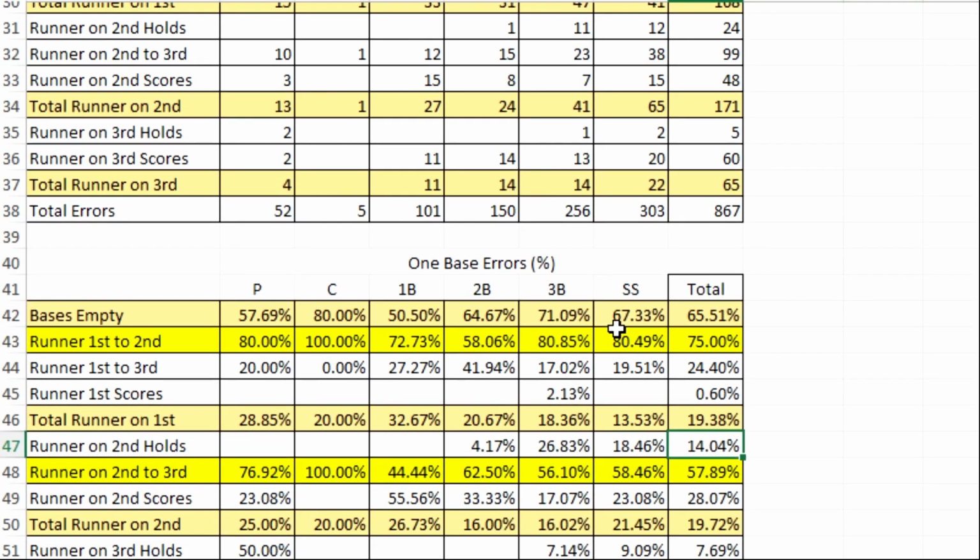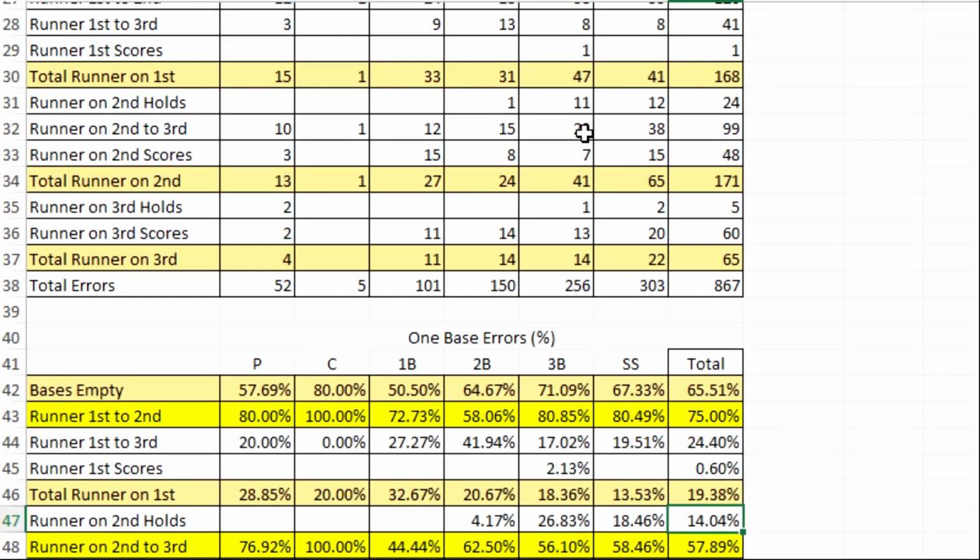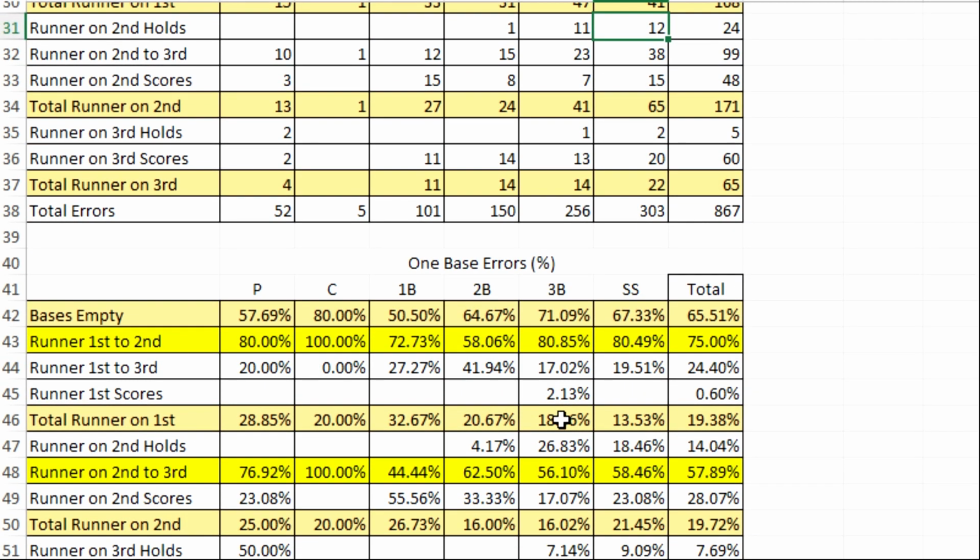Interestingly enough, if we look up here, runner on second holds. There were cases when there were errors made by the third baseman or shortstop where the runner stayed on second base and did not advance at all on a one base error, which makes sense because the ball's hit to the left side, and maybe it's hit right at the shortstop, and the shortstop bobbles it. The runner on second doesn't have enough time to get to third, so he just holds up, which makes sense.